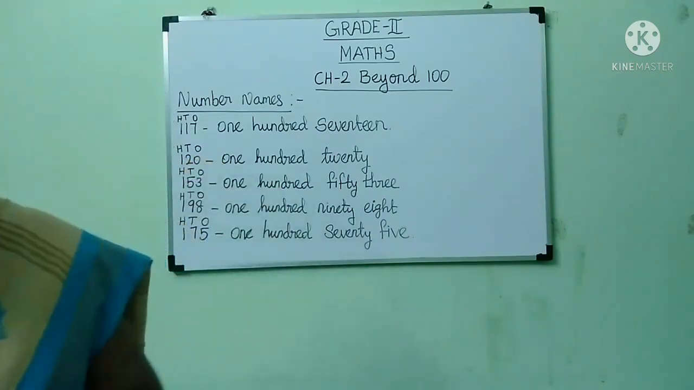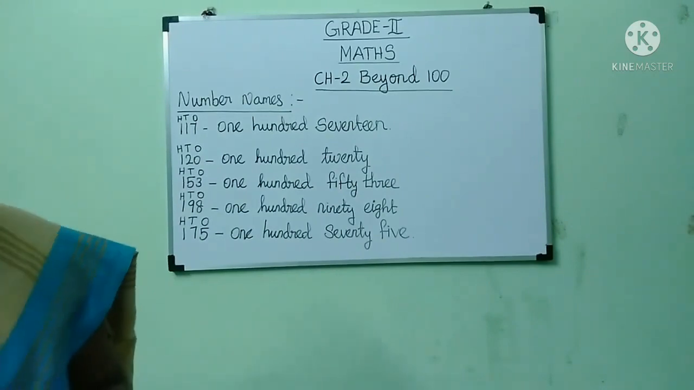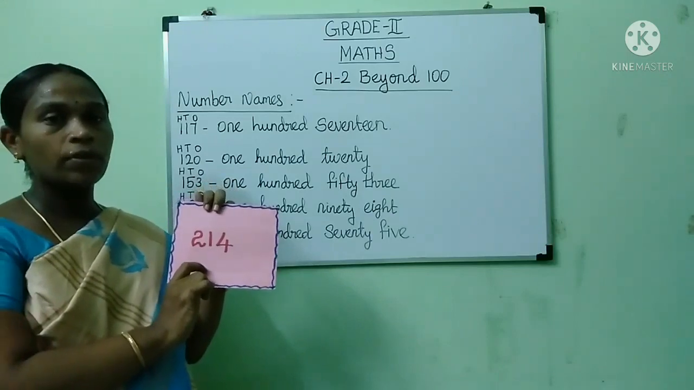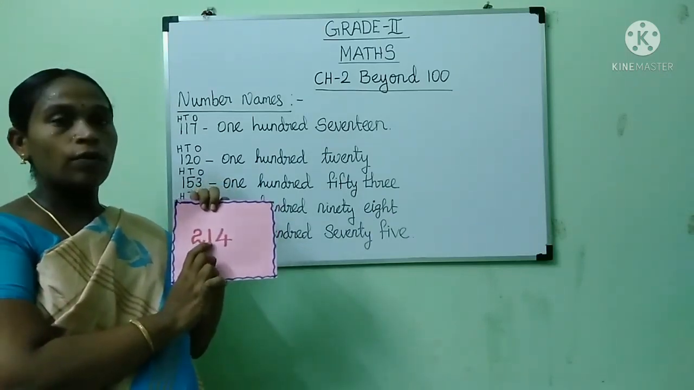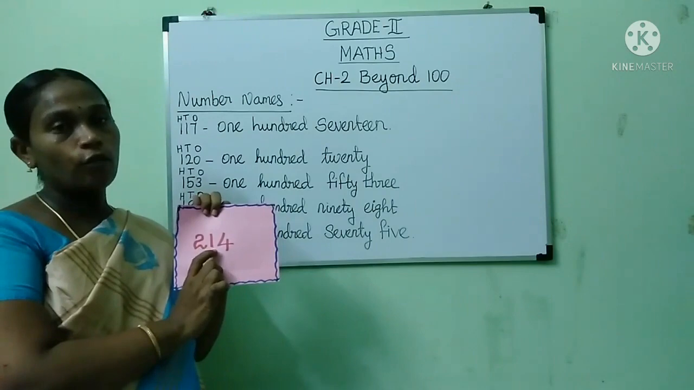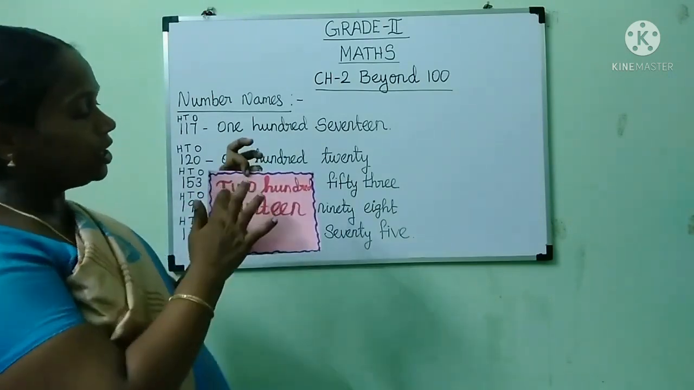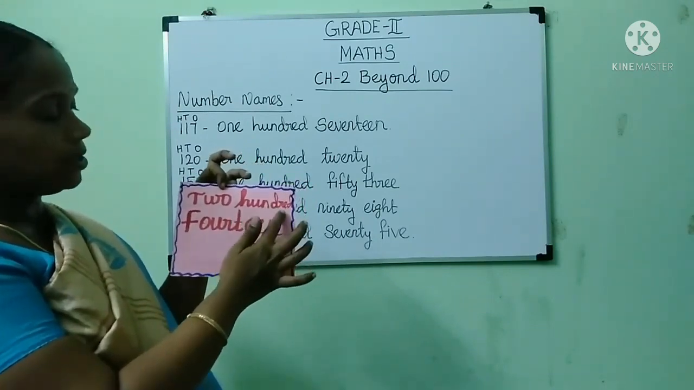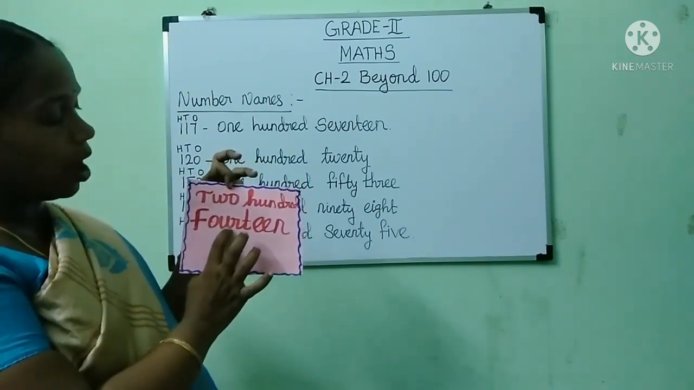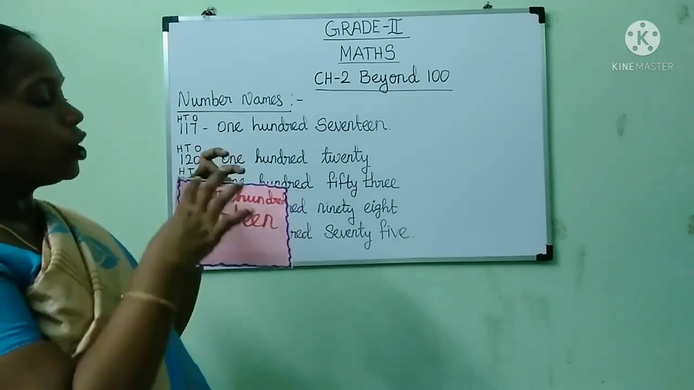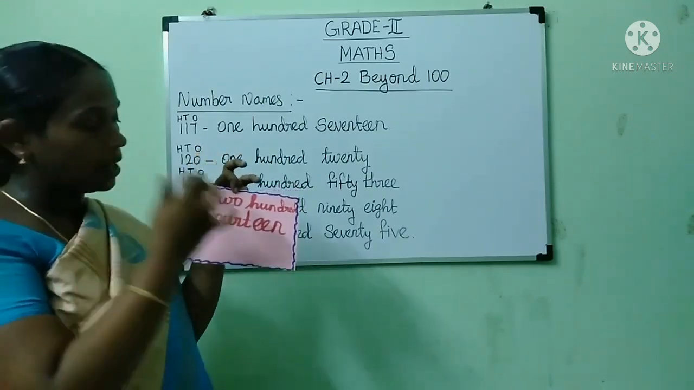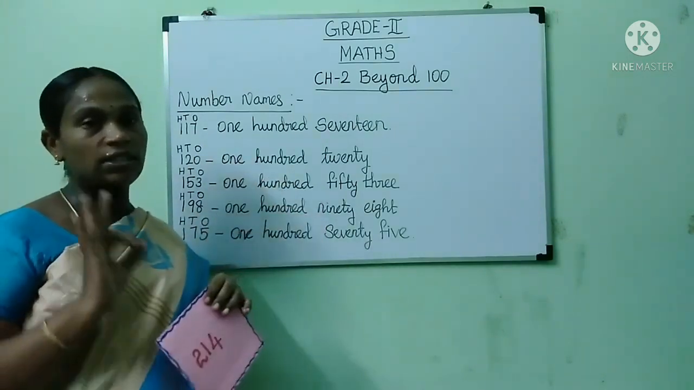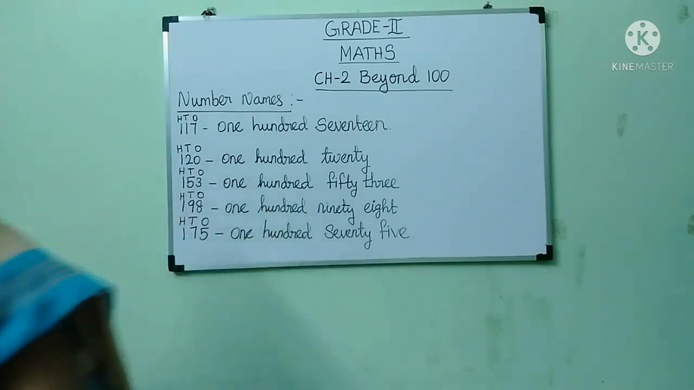The next one: 214. How to read this number? 214. So, see, TWO 200, HUNDRED, 100, 14, FOURTEEN. 214. Are you clear, children? How to write the number names in 3 digits? Okay.